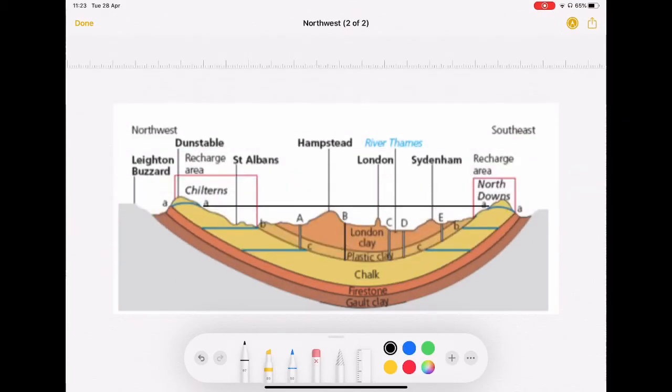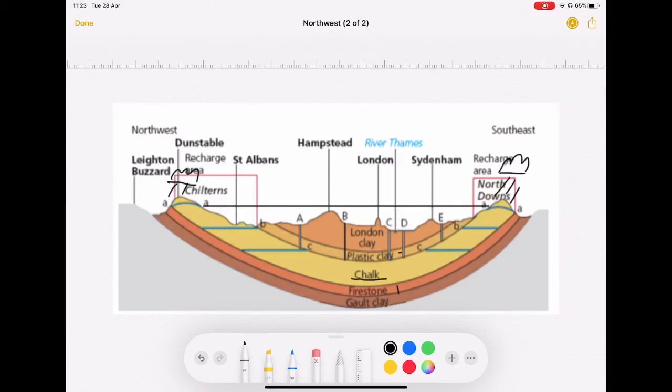What this means is that the chalk layer of rock here is permeable. So water can permeate it and be stored within the chalk, but the clays on either side are not permeable. It's not possible for water to enter them. So what happens is it rains in the recharge areas. Here it rains, and it rains over here in the other recharge area. Obviously it rains everywhere, but these are the only areas in which the water enters the aquifer, because this is where it meets the surface.